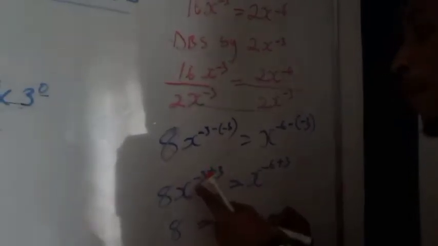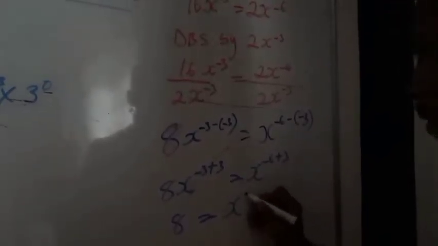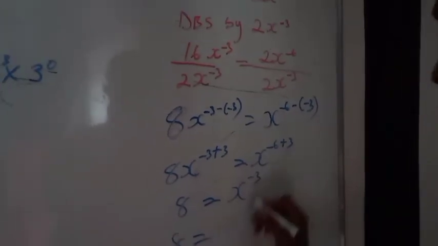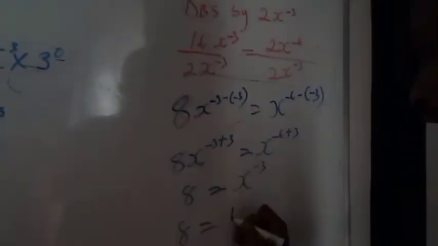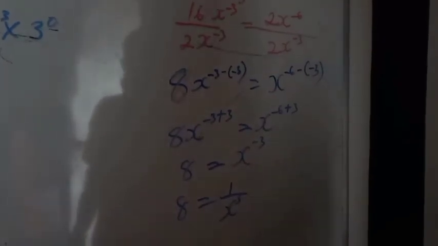So automatically, I repeat again, 8^x, minus 3 plus 3 is 0. So 8^x plus 0 is 1, equals x, minus 6 plus 3 is minus 3. What next? I'll express it again. It equals minus 3, which means 1 over 8^x is 1 over 8, x to the power minus 3. Okay? Now what?